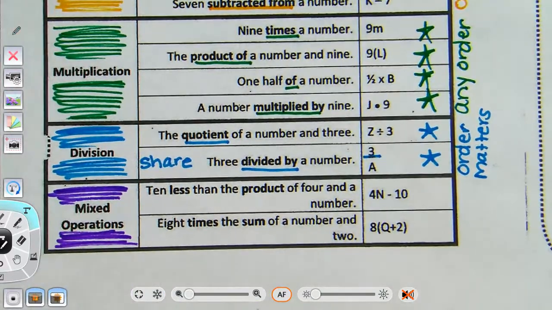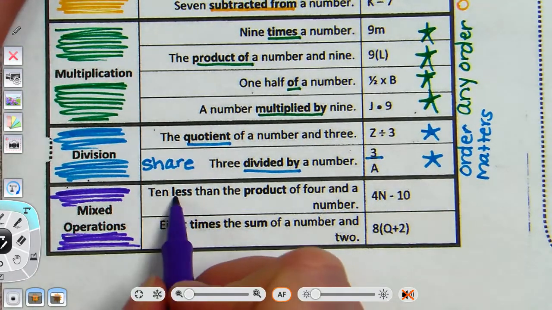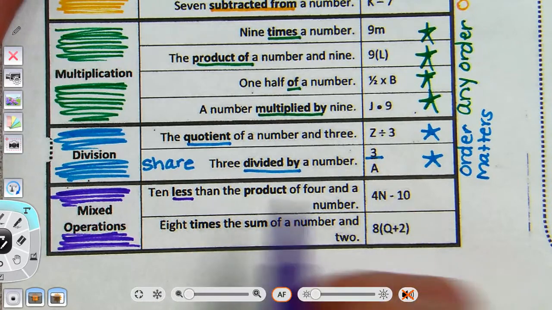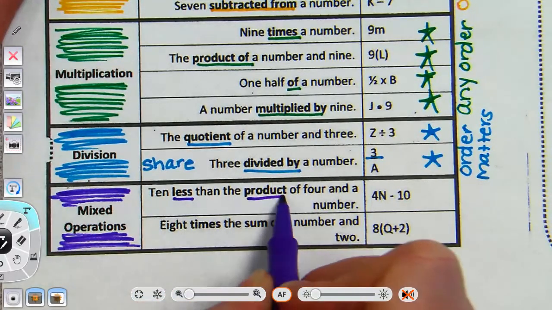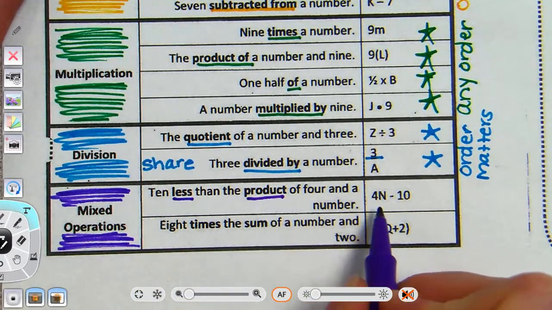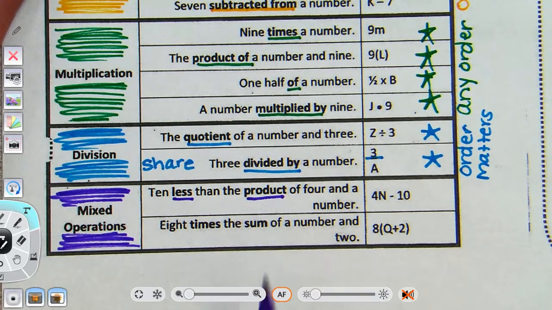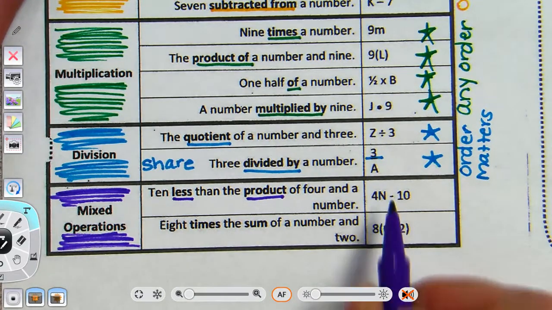So mixed operations can be happening all at the same time. So for example, 10 less, so 10 less is where we get this minus 10 over here. 10 less than the product, and product means multiply. So here we're multiplying 4 and a number. So this sentence actually gave us 2 pieces of math happening. So my expression had both of those.